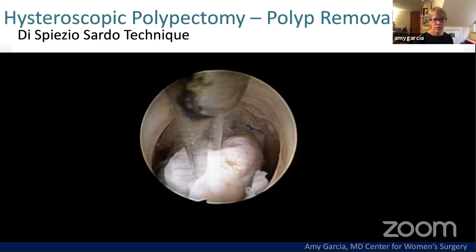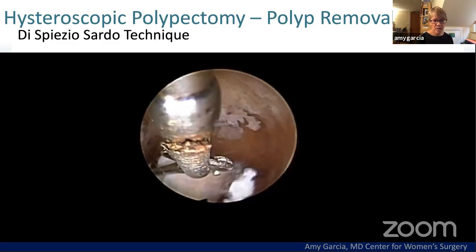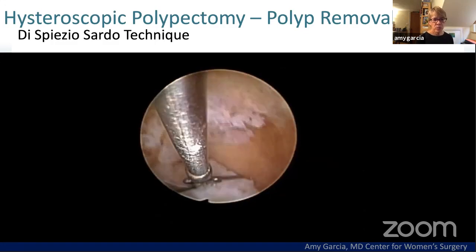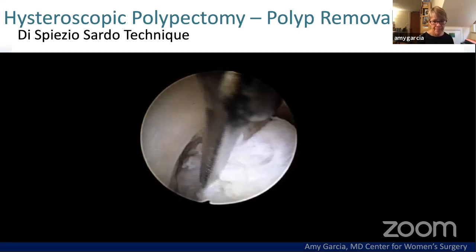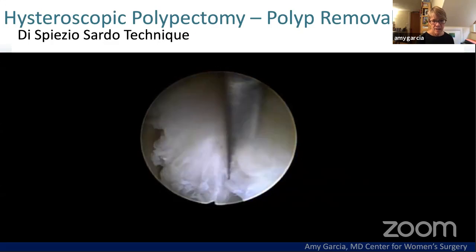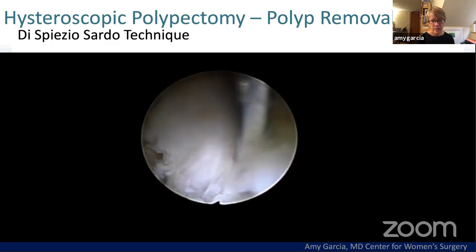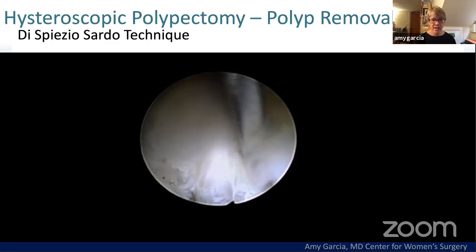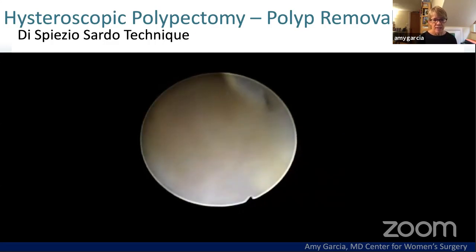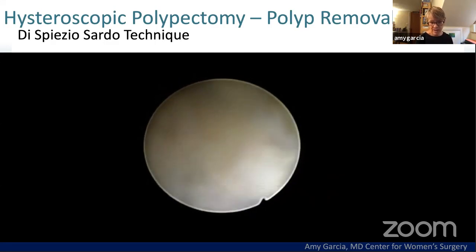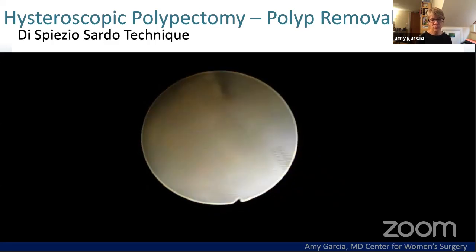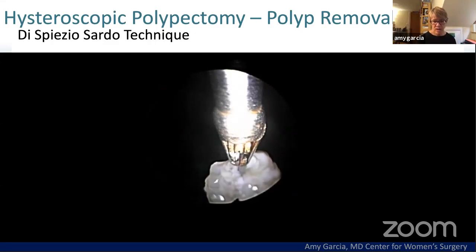Using the tenaculum, grabbing it at the most narrow end possible. So I'm going to pull the tissue toward the hysteroscope, pulling it toward the lens. And now here's the angle of the camera. And what you're not seeing is that I'm actually pulling the tissue out right now, using the camera as a fulcrum on the pathology to help me get a larger piece of tissue out.